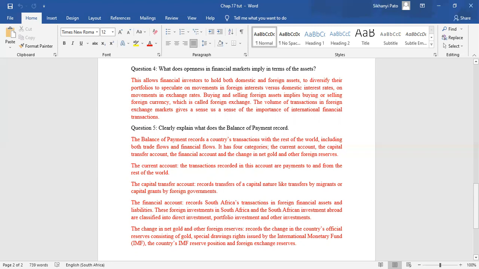These foreign investments in South Africa and South African investment abroad are classified into direct investment, portfolio investment, and other investments. Lastly, the change in net gold and other foreign reserves records the change in the country's official reserves, consisting of gold, special drawing rights issued by the International Monetary Fund, also known as the IMF, the country's IMF reserve position, and foreign exchange reserves.